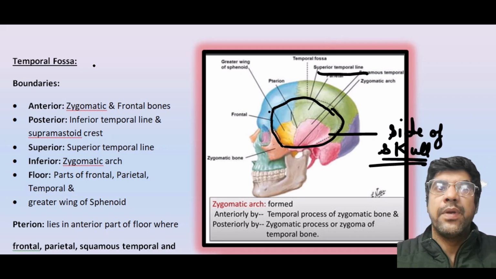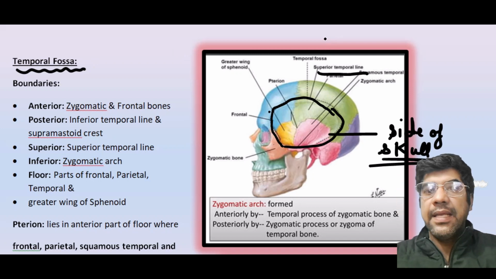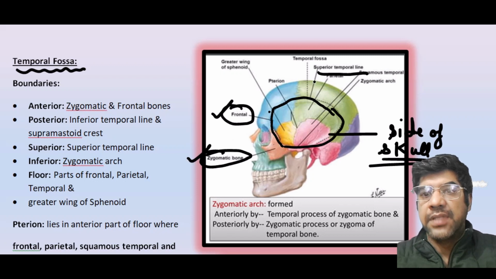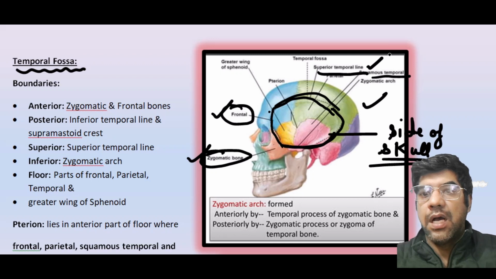Now let us discuss the boundaries. What are the boundaries of this temporal fossa? Anteriorly, it is formed by the zygomatic and the frontal bone. This bone is the frontal bone and this one is the zygomatic bone. That is the anterior boundary. Posteriorly, it is formed by the inferior temporal line and the supramastoid crest. This one is the posterior boundary. Superiorly, there is the superior temporal line, and inferiorly it is composed of the zygomatic arch.